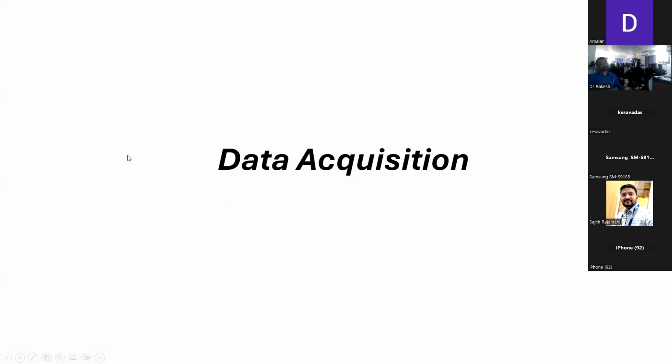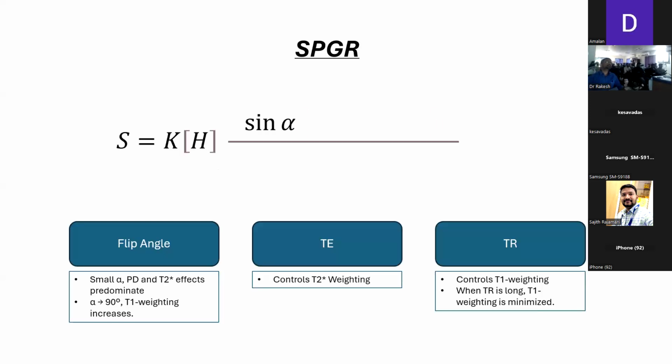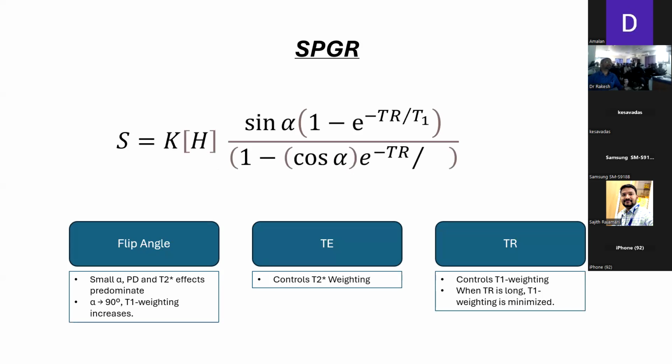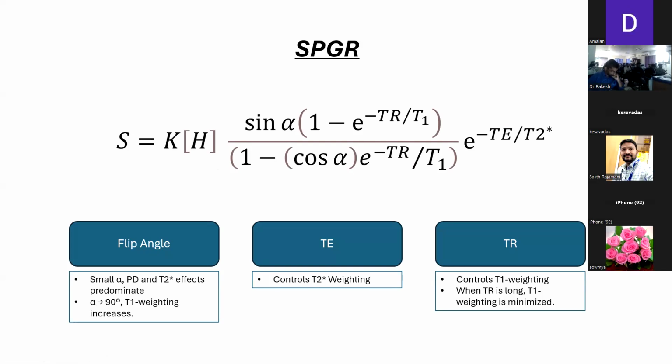So with that, coming to the data acquisition part. We use 3D spoiled gradient echo with multiple echoes, basically multiple TEs, to compute the QSM. We all know this is a very basic sequence, SPGR. SPGR kills the transverse magnetization by using an RF or gradient spoiling method, so that we can generate either a T1 or T2 star weighted image.